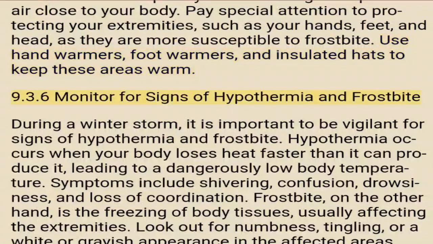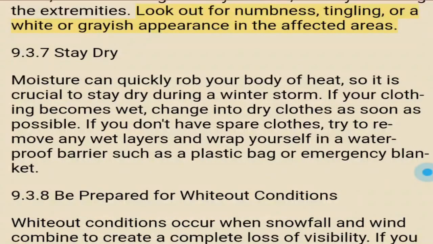9.3.6 Monitor for signs of hypothermia and frostbite. During a winter storm, it is important to be vigilant for signs of hypothermia and frostbite. Hypothermia occurs when your body loses heat faster than it can produce it, leading to a dangerously low body temperature. Symptoms include shivering, confusion, drowsiness, and loss of coordination. Frostbite, on the other hand, is the freezing of body tissues, usually affecting the extremities. Look out for numbness, tingling, or a white or grayish appearance in the affected areas.